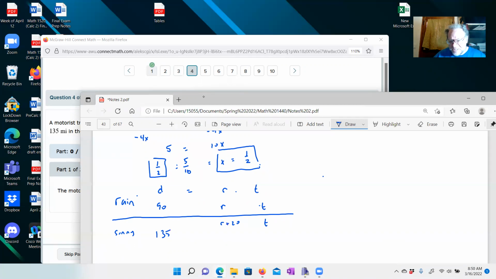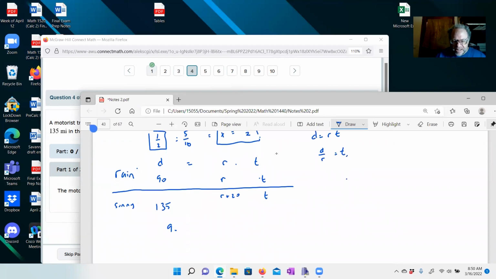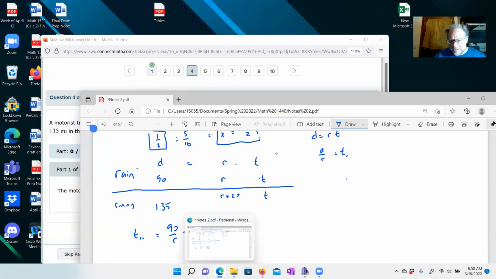One of the things we're going to be able to do here, because we know this is the rational equation section, is use D equals RT. So T is equal to D over R. The time in the sun and the time in the rain are the same thing. So we're going to have 90 over R, that's the time for the rain. That equals T for rain, but it happens to be equal to the time in the sun. So we're going to say 135 over R plus 20. And that's how you're going to set these up.